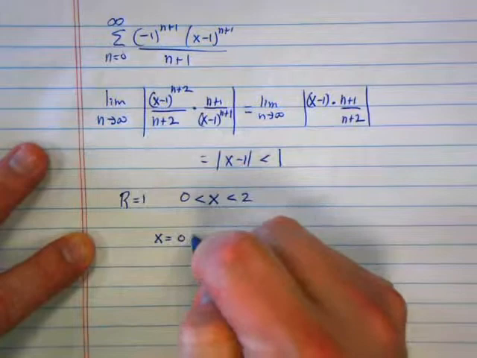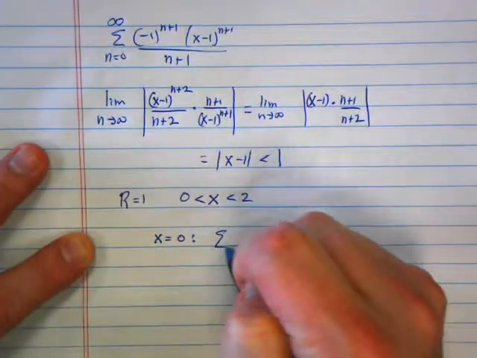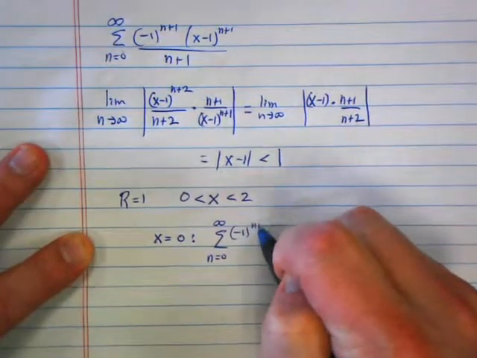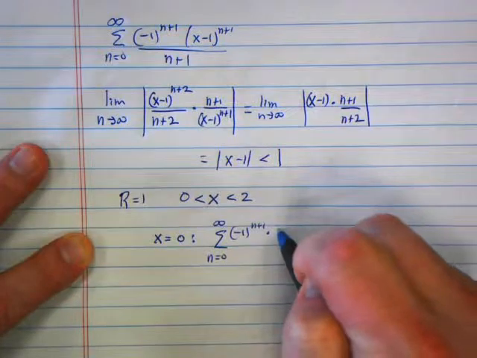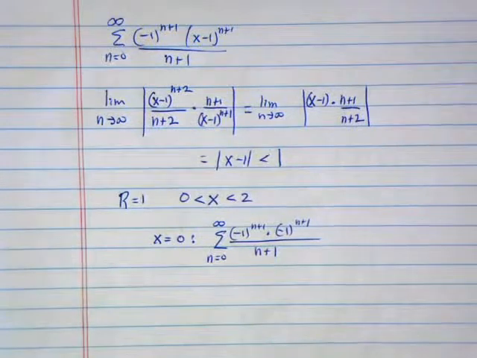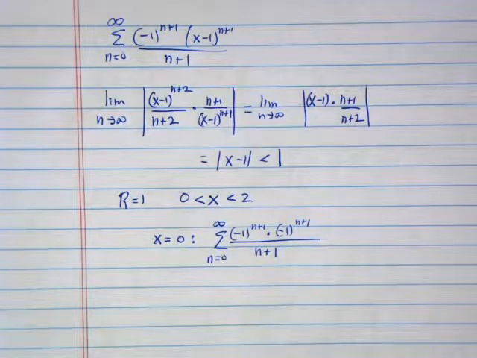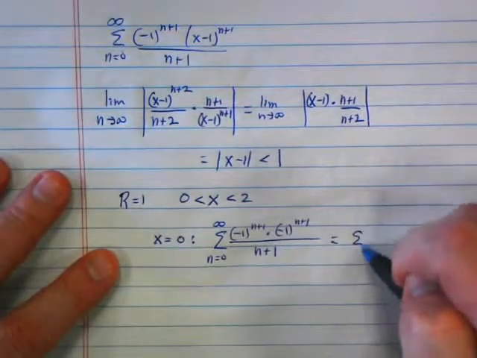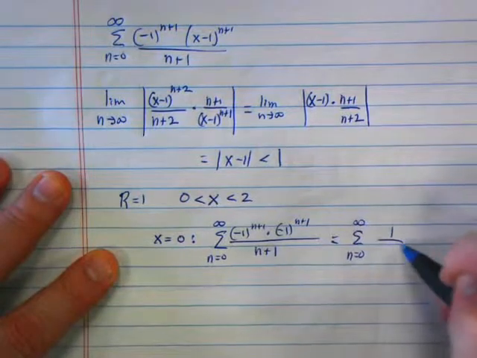0. If x equals 0, I have the sum from n equals 0 to infinity of minus 1 to the n plus 1 times minus 1 to the n plus 1 over n plus 1. What's minus 1 to the n plus 1 times minus 1 to the n plus 1? 1. Because minus 1 times minus 1 is 1, and then 1 to the n plus 1 is 1. So that's the sum from n equals 0 to infinity of 1 over n plus 1.